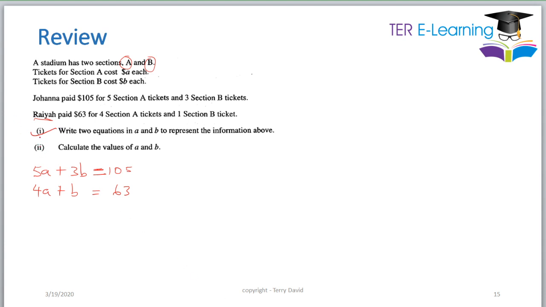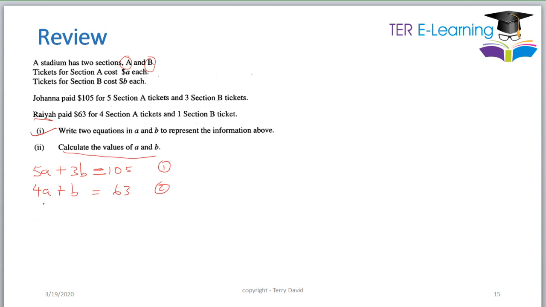The next thing they want us to do now is calculate the values of A and B. So this is basically a simultaneous equation. Let's call this equation 1 and let's call this equation 2. Now, with a simultaneous equation, like I said in the previous question, you have two ways you can do this. You can either use substitution or elimination. Because I used substitution in the last one, let me use elimination for this one.